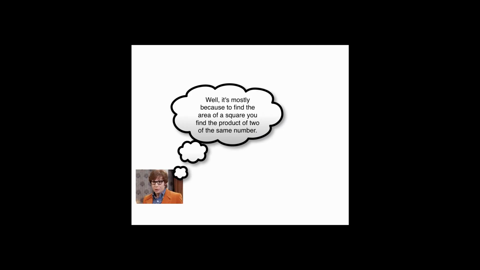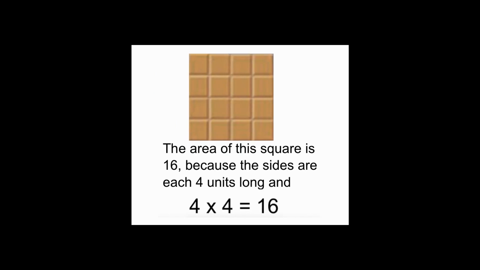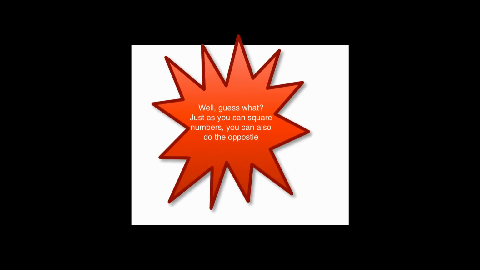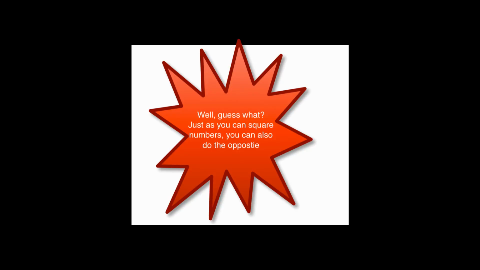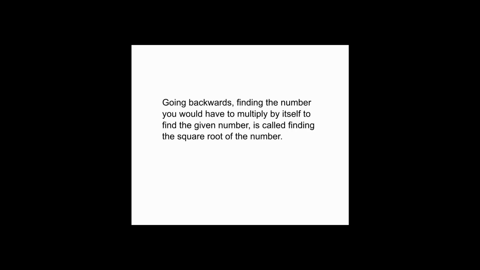Well, it's mostly because to find the area of a square, you find the product of two of the same number. For example, the area of this square is 16 because the sides are each 4 units long, and 4 times 4 equals 16. Well, guess what? Just as you can square numbers, you can also do the opposite.